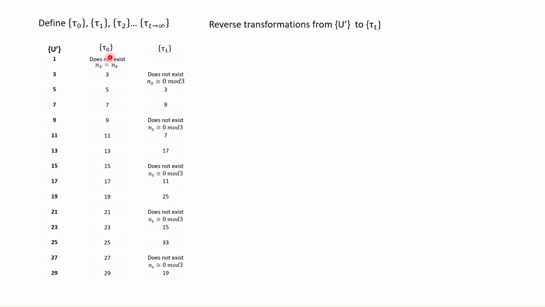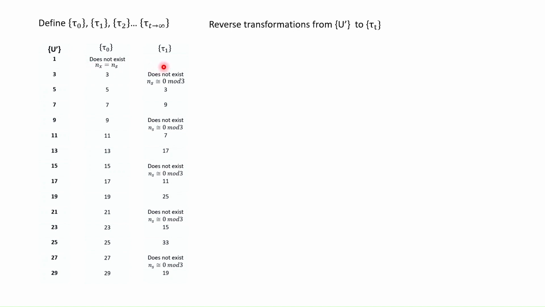Now let's start defining. From tau sub 0 we move to tau sub 1. So this is a set that represents one reverse transformation away from our set U prime. And while doing this we come across a lot of does not exist signs. Now why do they not exist? Because number 3 and then 9, 15, 21, 27, all of them are 0 mod 3. And if ns is congruent to 0 mod 3, it does not have an associated nx. There is no value of nx that satisfies the equation.